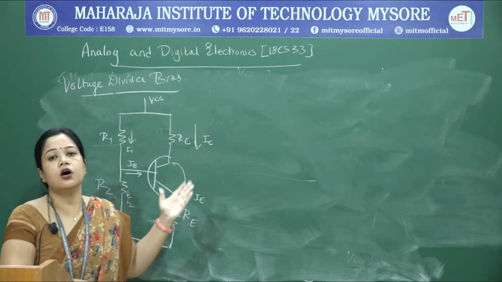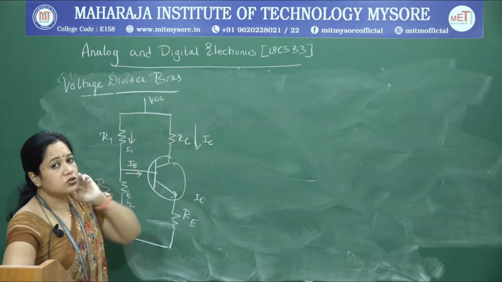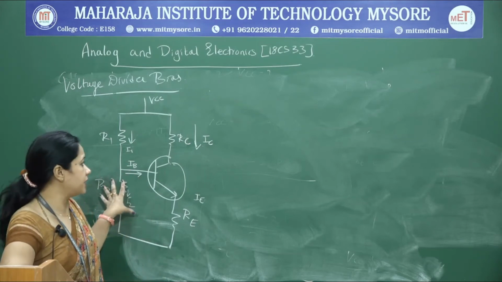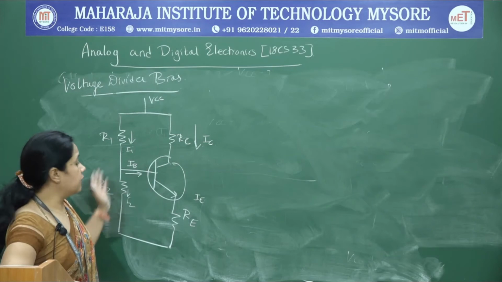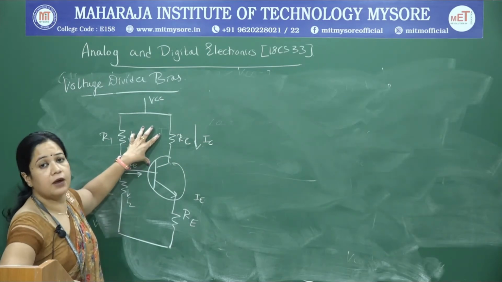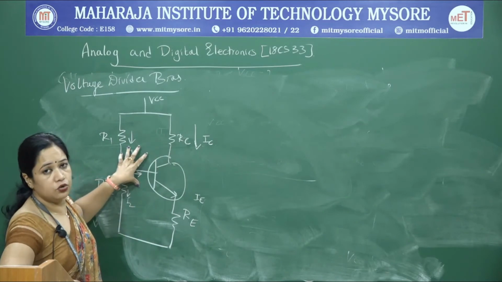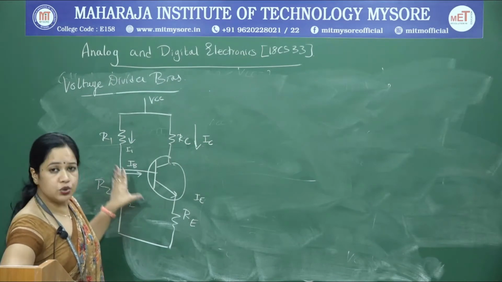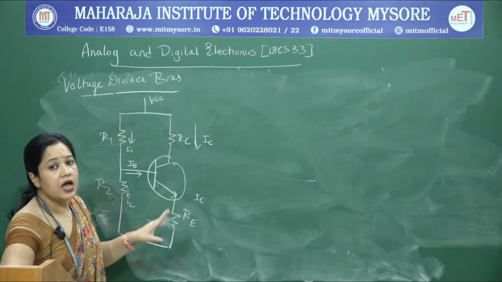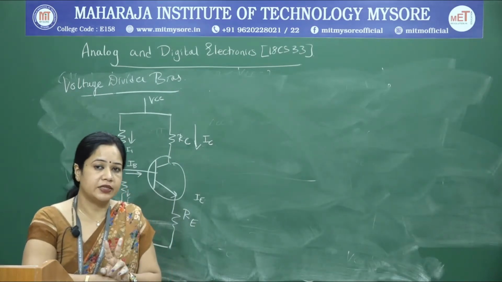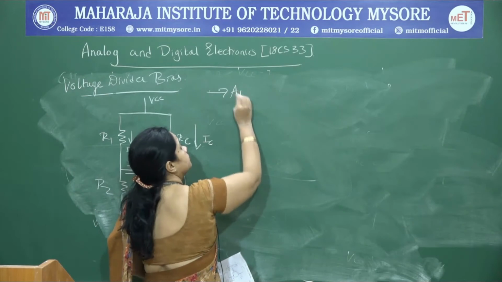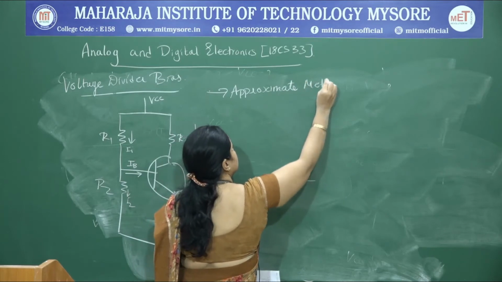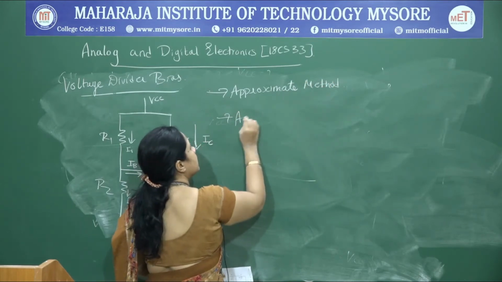So as usual, we need to do the analysis of this. Analyzing this particular circuit using the approach we used earlier is quite complex. What you see here is the input section has two loops, and it is difficult for me to apply KVL to individual loops and combine them. So to do the analysis of the voltage divider bias, I go with one of two alternative methods. One is the approximate method, and the second one is the accurate method.